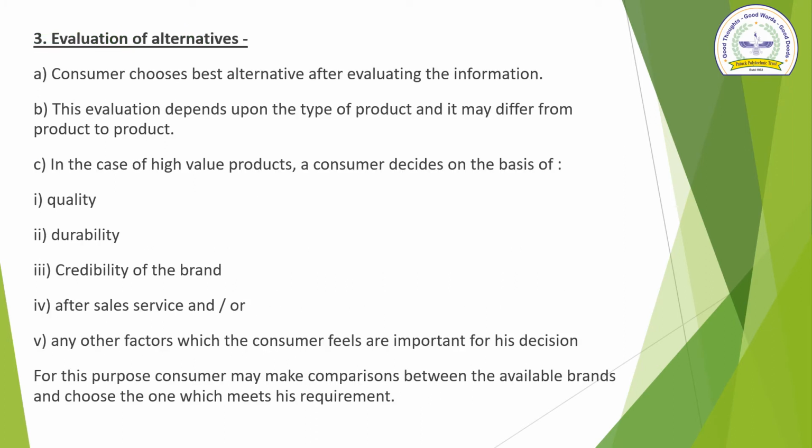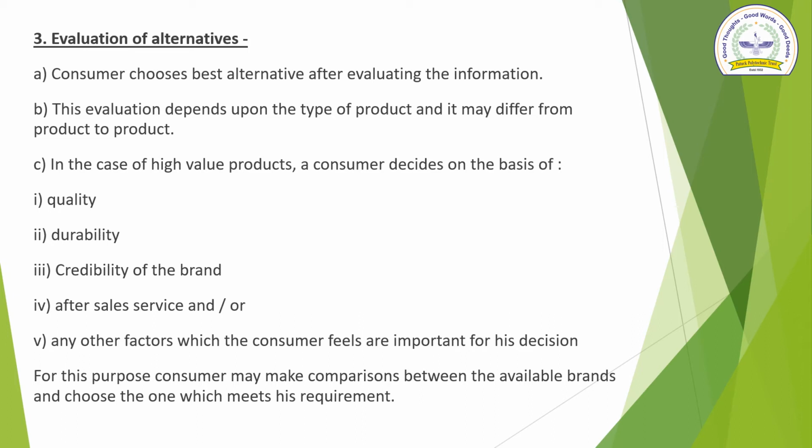After gathering the information which is available in the market regarding various water purifiers, now you will evaluate the various alternatives which are available in the market. For example, you come to know that there are three types of companies which supply water purifiers. Firstly, there is Eureka Forbes, there is Aquaguard, there is Kent. So then you will evaluate all the alternatives.